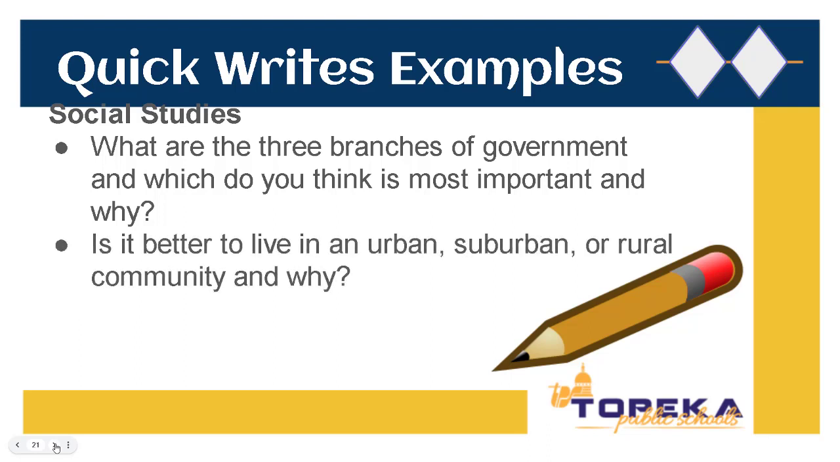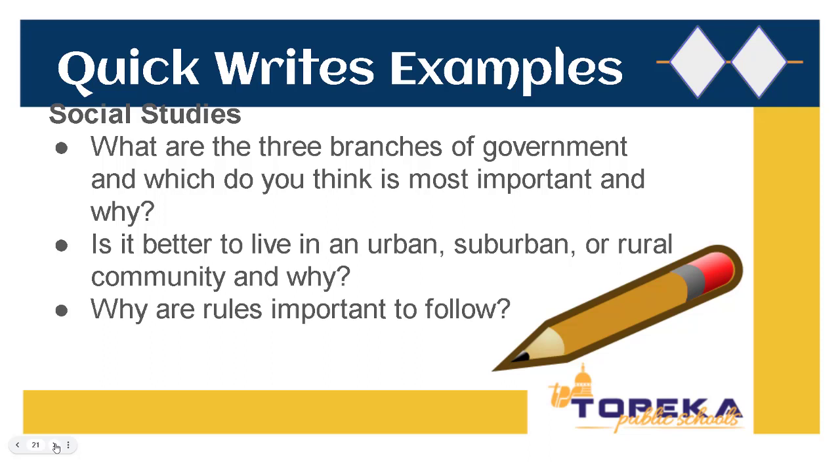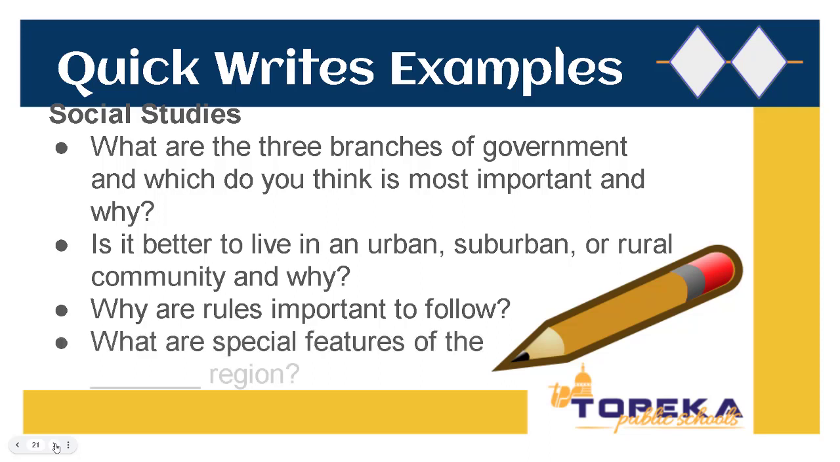Is it better to live in an urban, suburban, or rural community, and why? Again, that why is the critical piece. Why are rules important to follow? We want students to be able to think and reflect in their social studies learning. Why are rules important? And finally, what are the special features of the blank region? So in fourth grade social studies, what are the special features of the Northeast region? In lower grades, what are the special features of Kansas even? So lots of ways to apply quick writes to social studies.